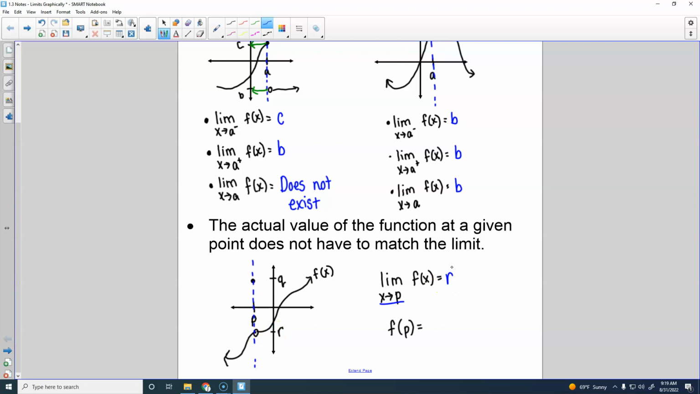Okay? But, Zach, what is f of p? It is q. Because where I actually have my colored in dot is up here, right? So it's defined as that q at that point. This is not continuous, but the limit does still exist. Okay? Questions?